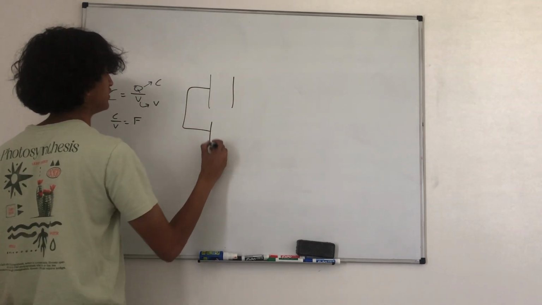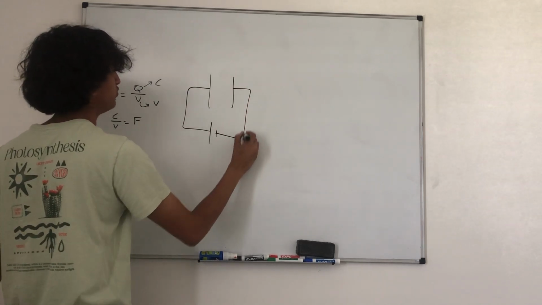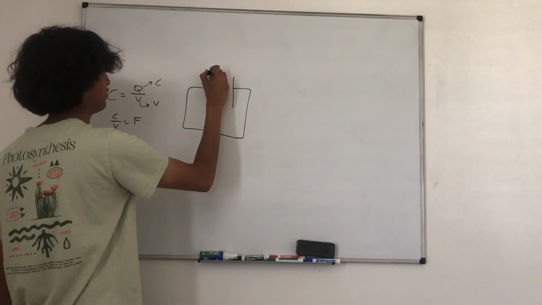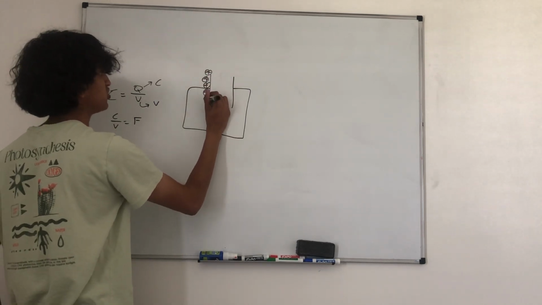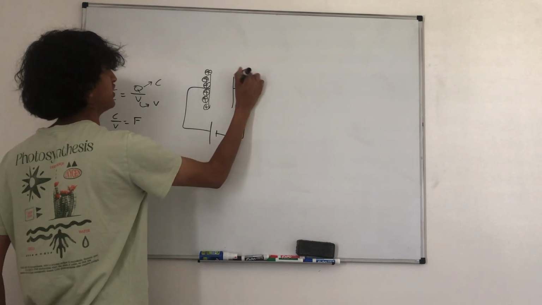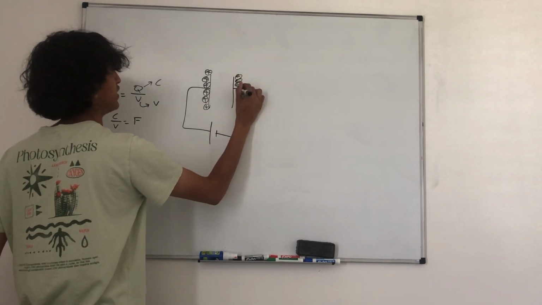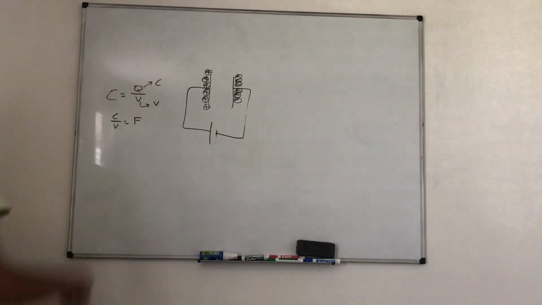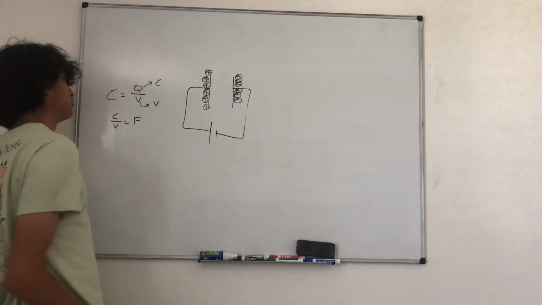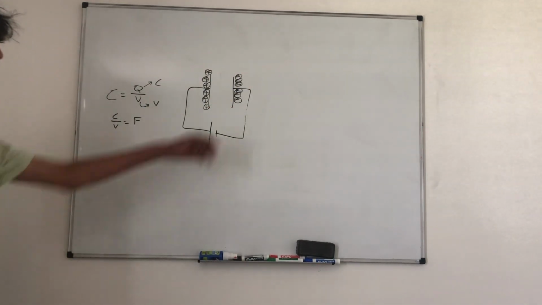When we say Q, we don't mean net charge, because that would mean 0. We mean the charge on each plate. So let me just draw this again, but better. So Q is the charge on each plate. Maybe there's 6 coulombs of charge here, negative 6 coulombs of charge there.